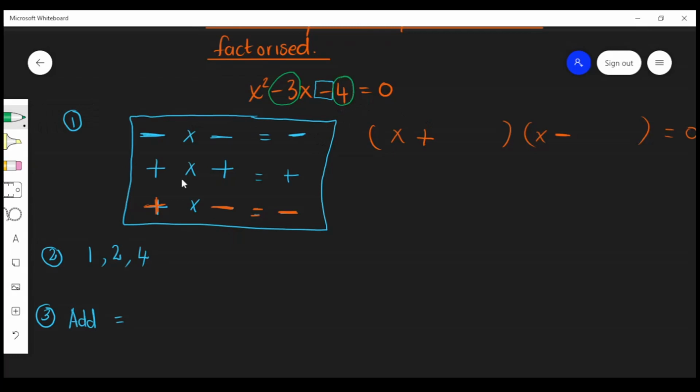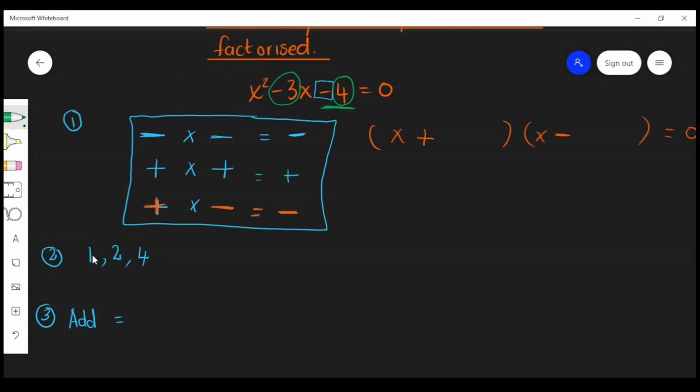Okay, so we need to find from the factors two numbers that we can use in these brackets, that when we add them together, they'll give us a negative 3, and when we multiply those two numbers together, they'll give us a negative 4. Alright, so the negative 4 there. Okay, cool. So let's see.